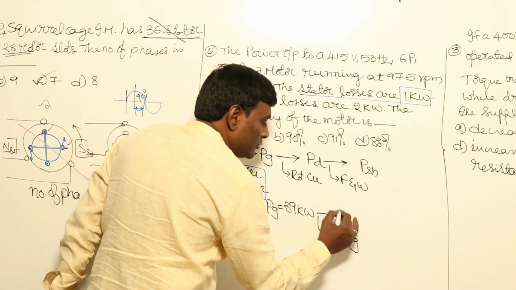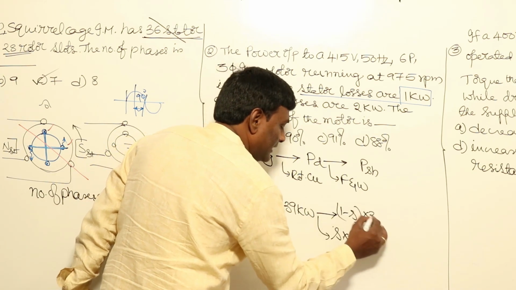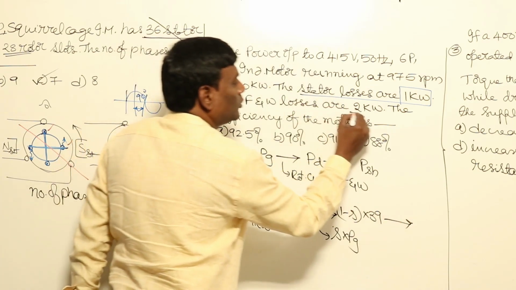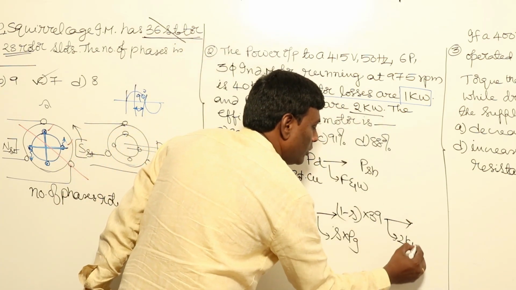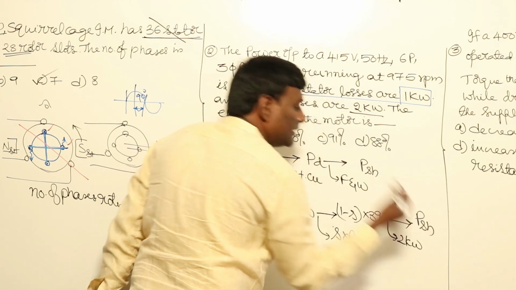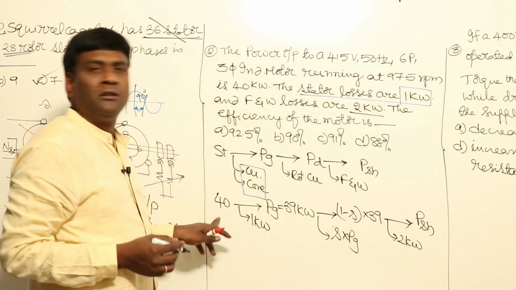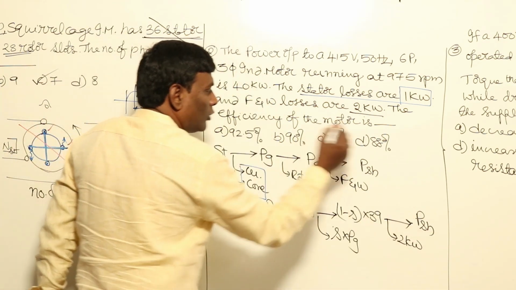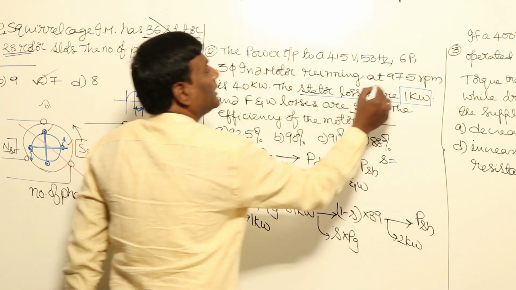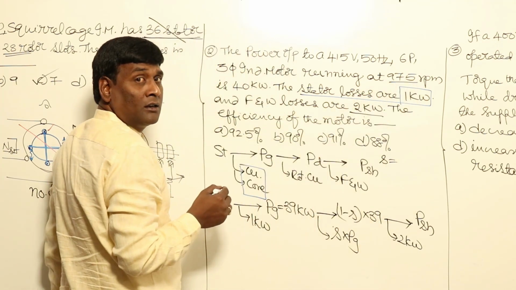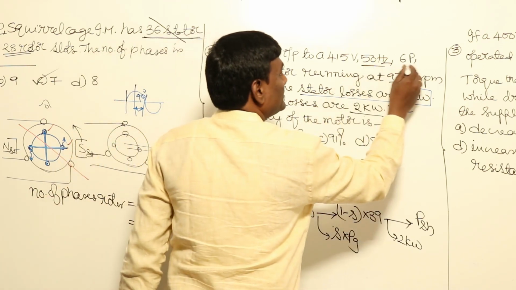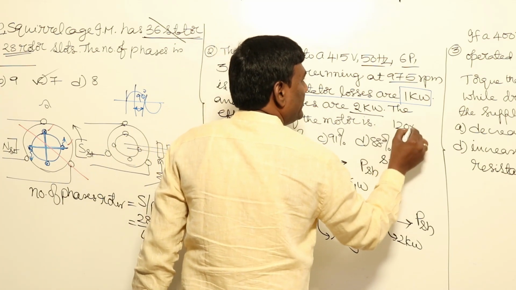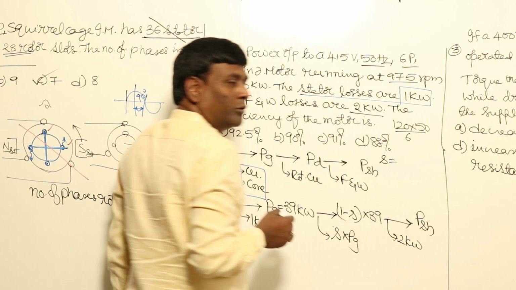So the developed power is (1 minus S) times 39. From here, the friction and windage loss of 2 kilowatt is deducted, and that gives the shaft power. So the efficiency is PSH divided by the 40 power input. That's it. In this, we just have to find the slip. How much is the slip here? It is rotating at 975. What is the synchronous speed? For 50 Hz, 6 pole, it is 120 times F by P, so 120 times 50 by 6 gives 1000.